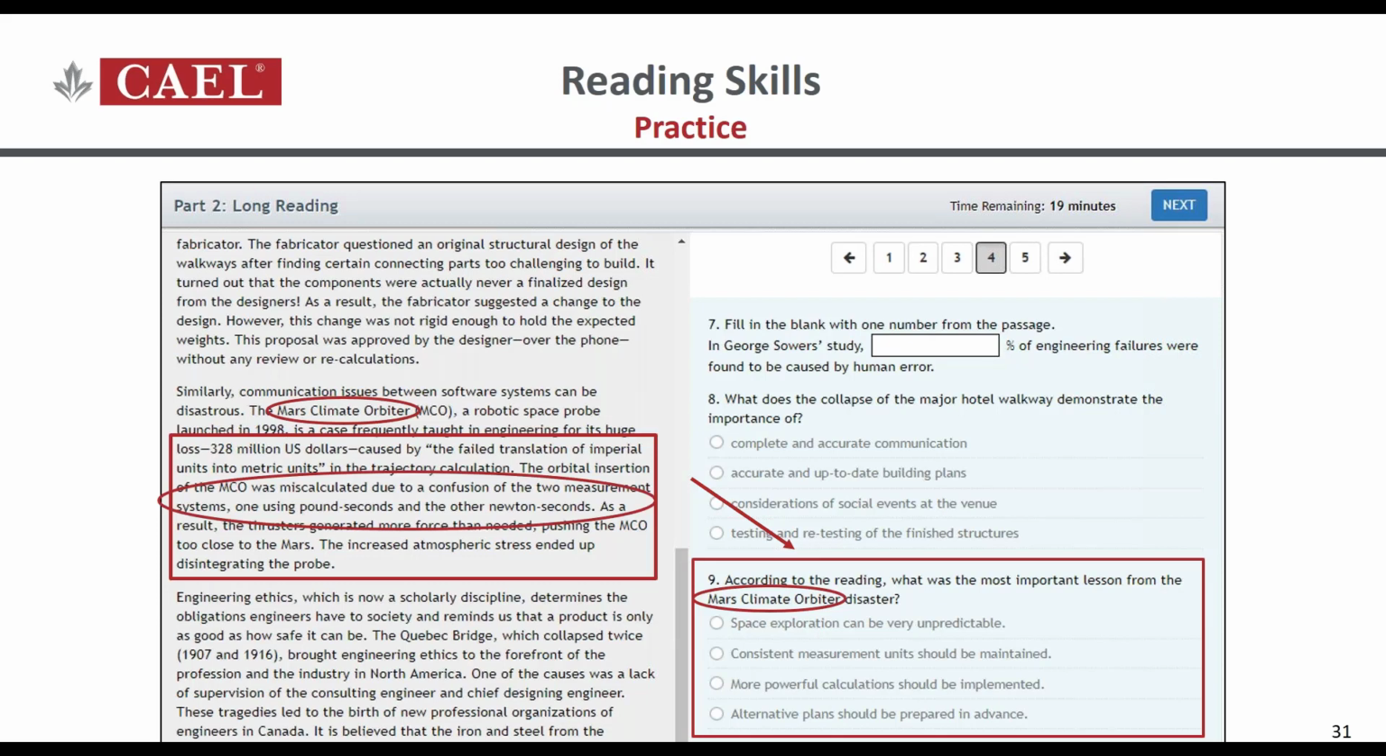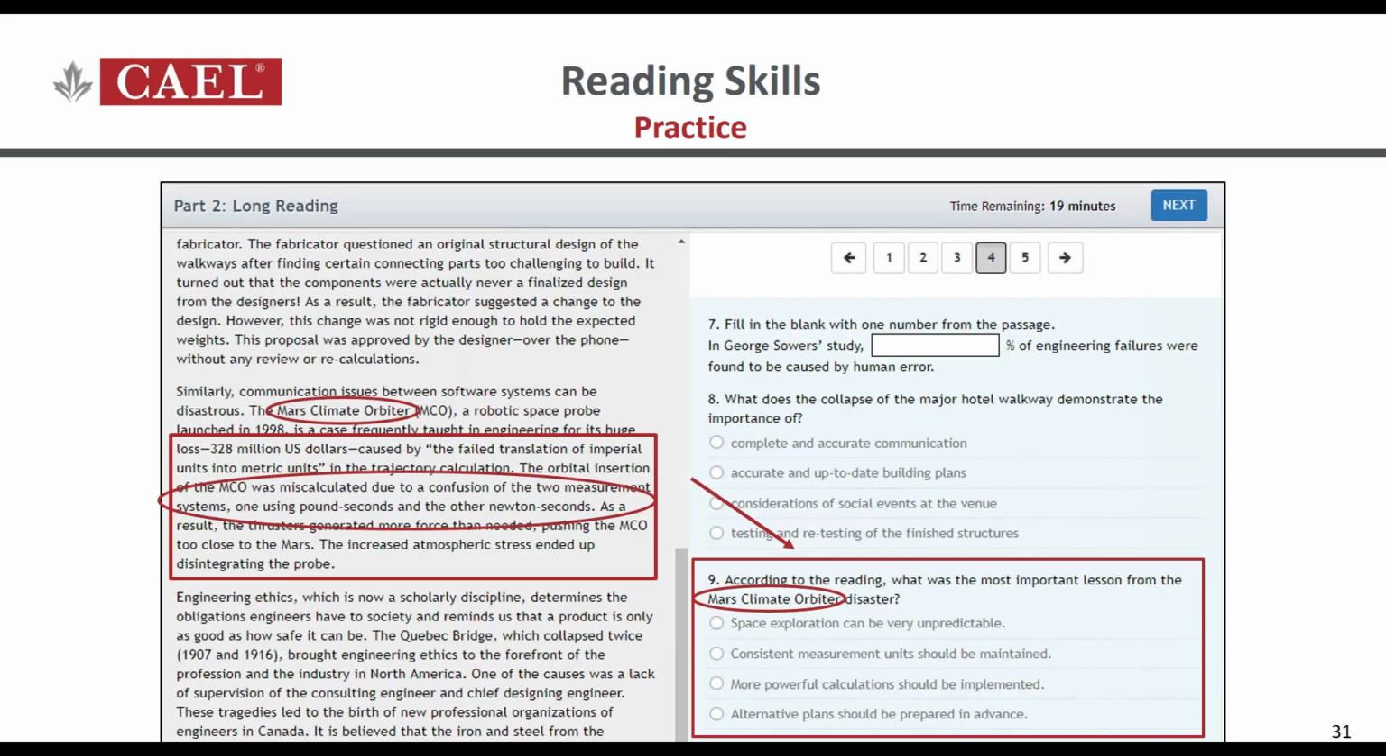Because in this example, we need to read 3 sentences or more to confirm that the paragraph is about the disaster related to the Mars Climate Orbiter. And we also need to find out what people learned from this event. So we can see in the second sentence that the main problem was related to 2 measurement systems, which some people have said there was a complication with the 2 measurement systems. And then we need to read all 3 of those sentences to know that the disaster was related to the Mars Climate Orbiter, and we can choose the best answer.